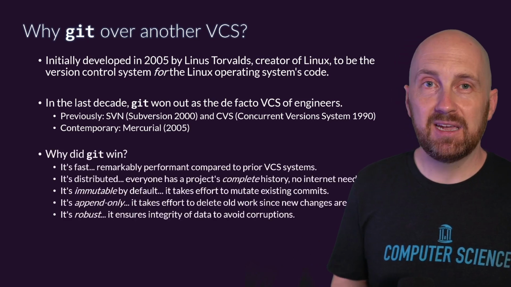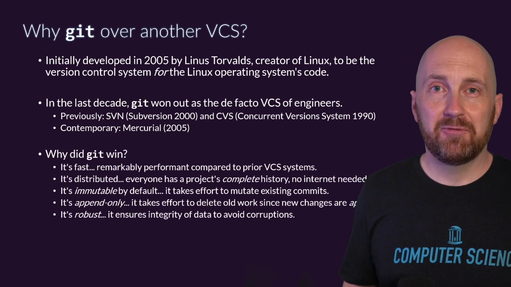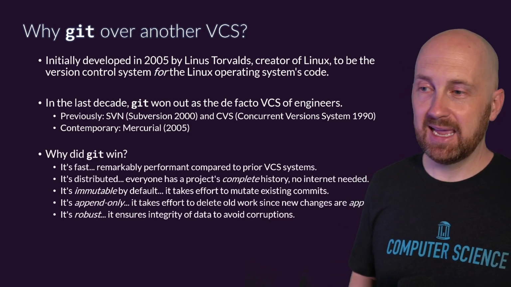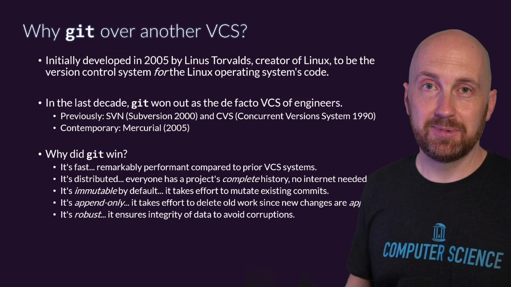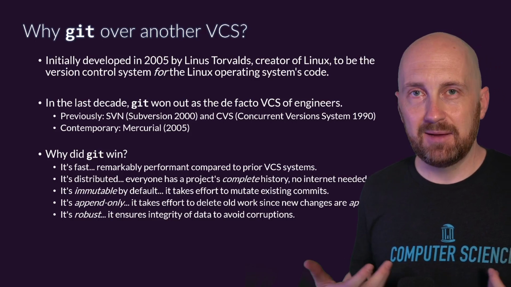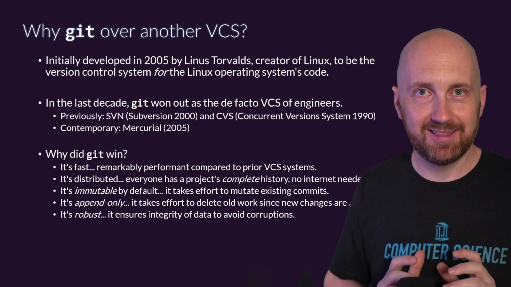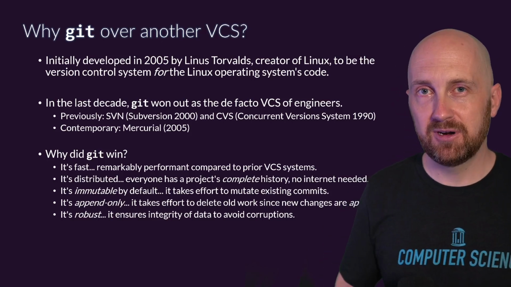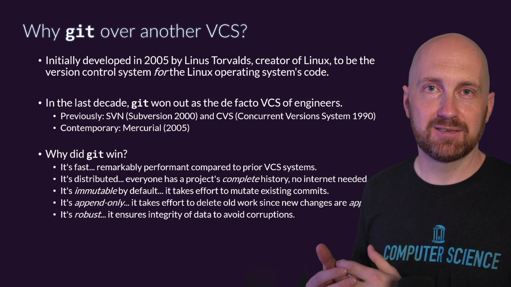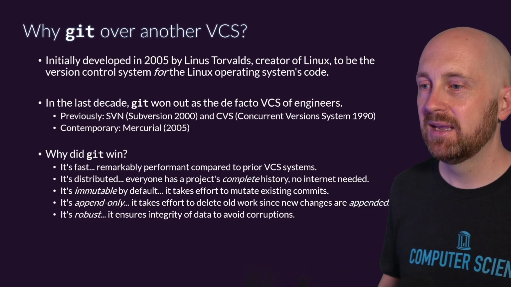So why did Git win? Primarily for its speed and for its distributed nature. And it made some really nice computer sciencey decisions down at the core, which we'll talk about as we learn how Git models its commits and its history.